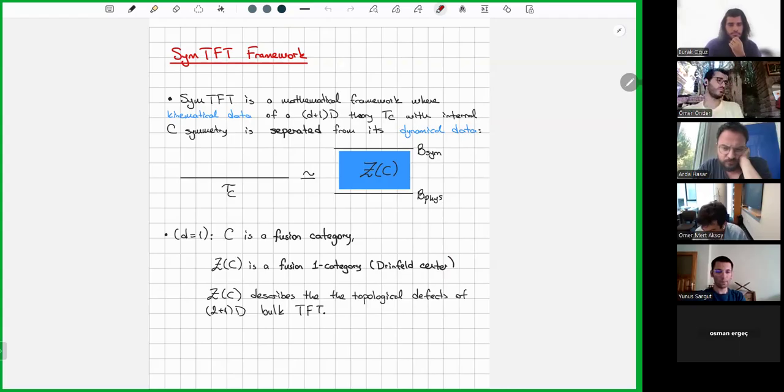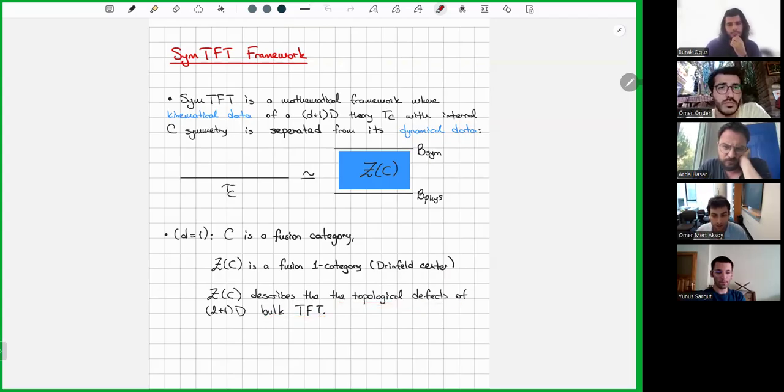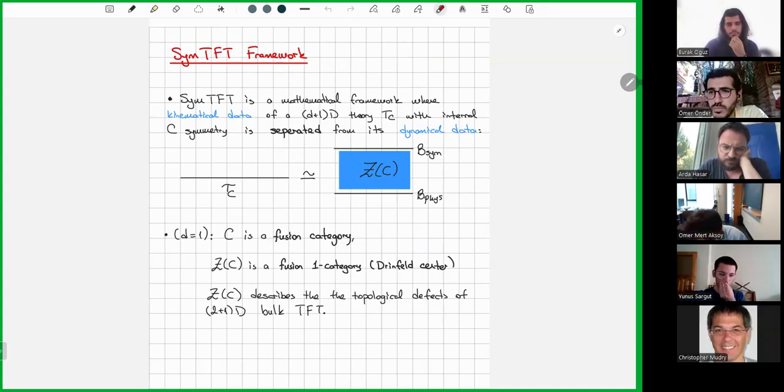And this fusion 2-category describes the topological defects of the topological field theory. It's not exactly the topological field theory, it's just the mathematical properties of the defects in this topological field theory. But in this talk, I'll use them synonymously, just as an abuse of notation.